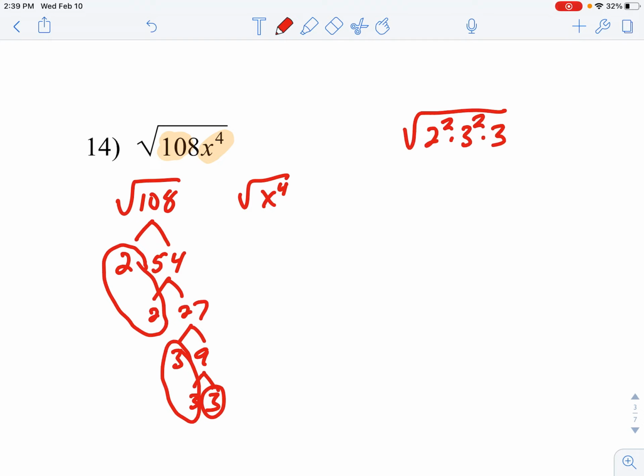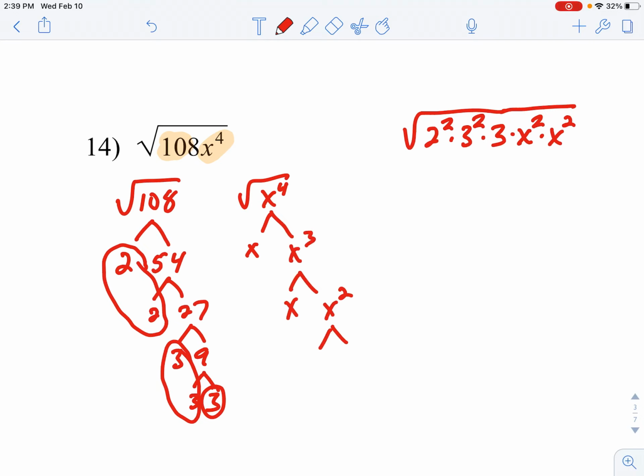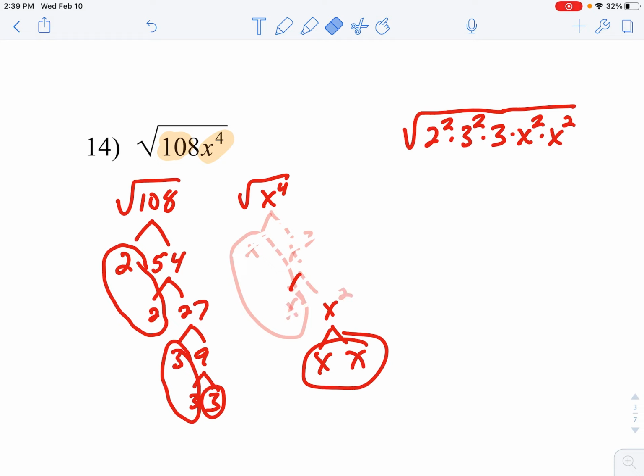And then x to the 4th, well, that's x times x times x times x. I mean, that's what 4 x's mean, right? So you got a pair of x's here and a pair of x's here. Now, that's a weird way to make a tree. You could have done x times x to the 3rd, and then that's x times x to the 2nd, and that's x times x. And now here I have a pair of x's and another pair of x's. So if I want to make it look like a factor tree, I can do it that way, but usually you don't have to do that.